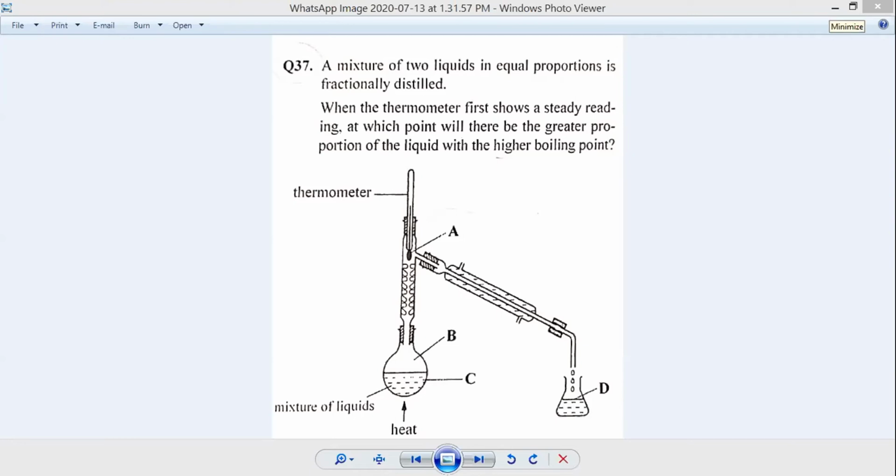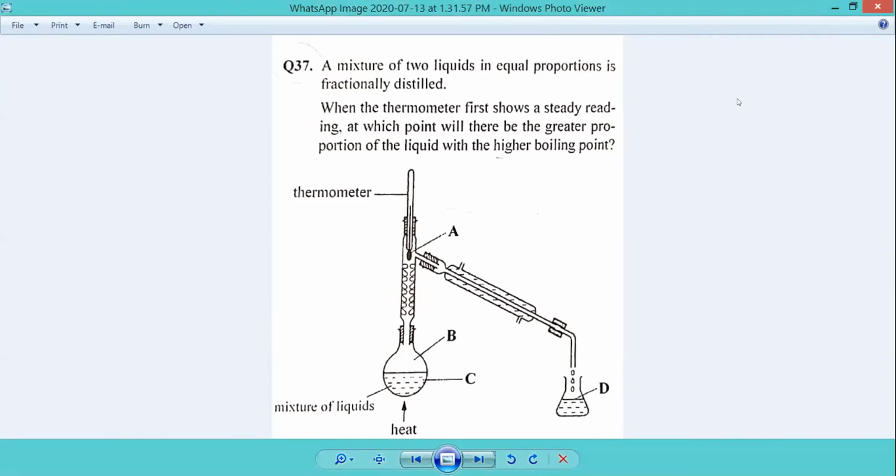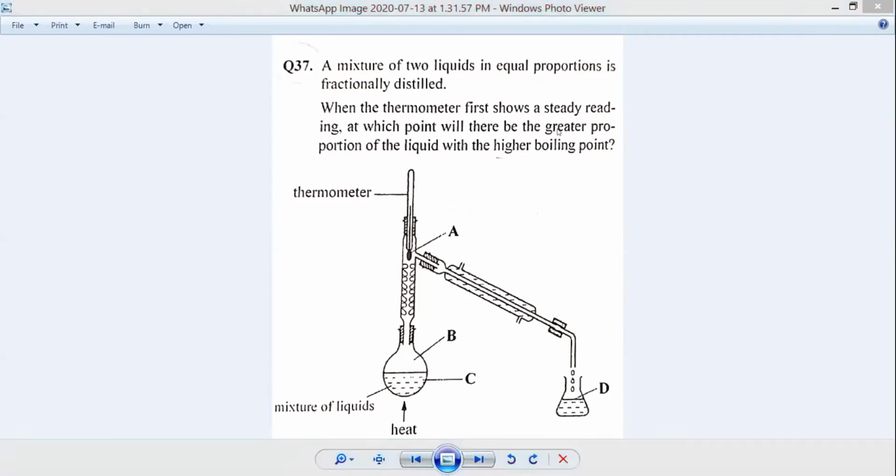Part A is the bulb of the thermometer. When the thermometer first shows a steady reading, the liquid with the higher boiling point would stay behind in the flask. The liquid which has a lower boiling point will have reached its boiling point before the liquid with the higher boiling point. So the liquid with the higher boiling point is still in the flask. So the answer is C. Very good, Abdul Wadud. Your answer was correct. Good job.